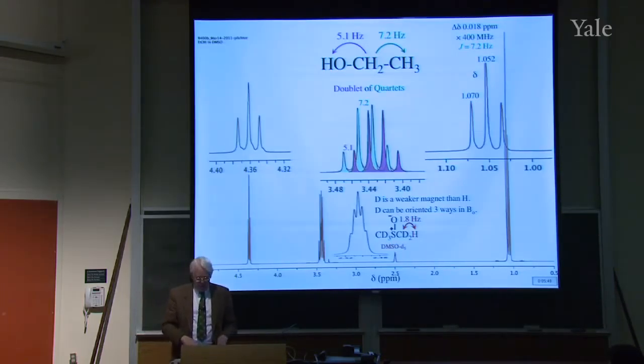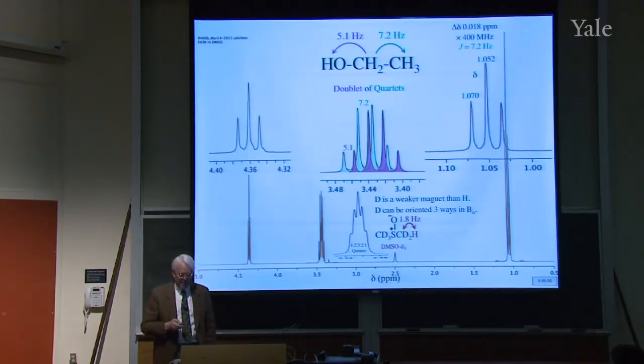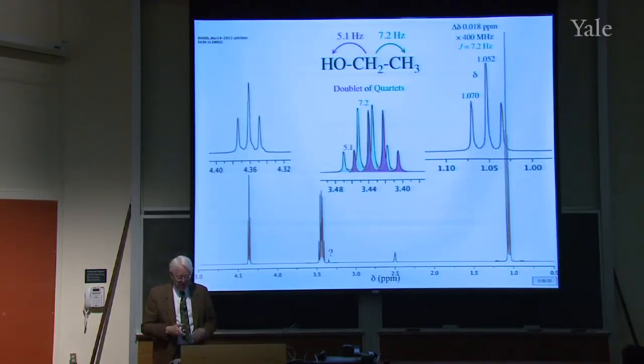So if you have 2 of them with 3 ways, it turns out what you get instead is a 1, 2, 3, 2, 1 quintet. And you can work that out for yourself. If a single one splits at 1 to 1 to 1, because there are 3 orientations, right? What do 2 do? So you can work that out. If you figure that out, then you'll understand the math we've been doing here.